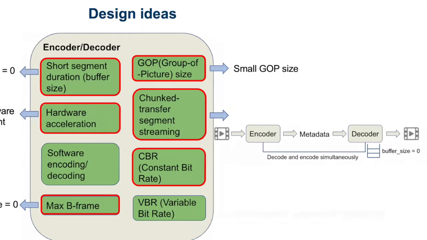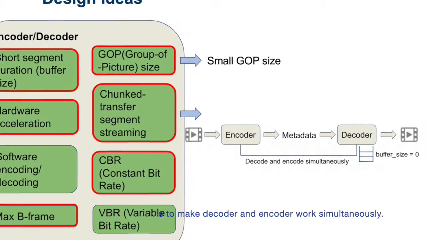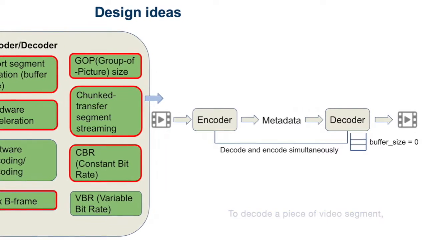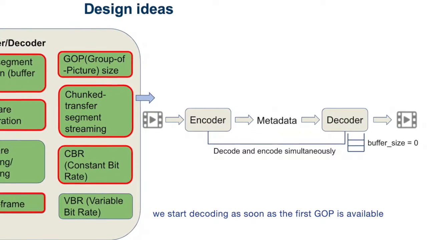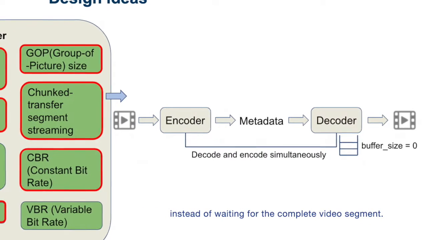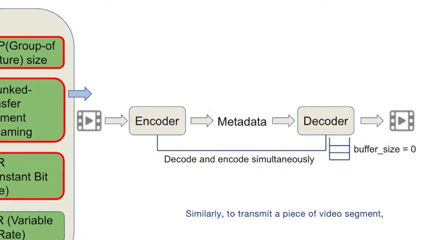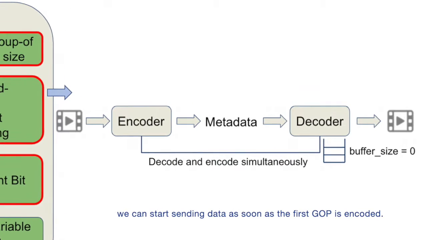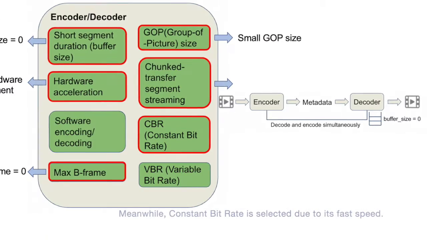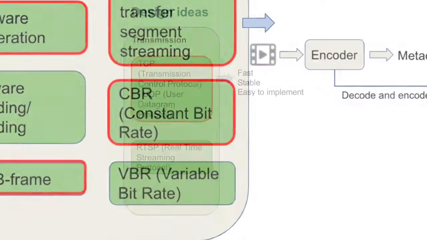Chunk transfer segmented streaming is to make decoder and encoder work simultaneously. To decode a piece of video segment, we start decoding as soon as the first GOP is available instead of waiting for the complete video segment. Similarly, to transmit a piece of video segment, we can start sending data as soon as the first GOP is encoded. Meanwhile, constant bit rate is selected due to its fast speed.